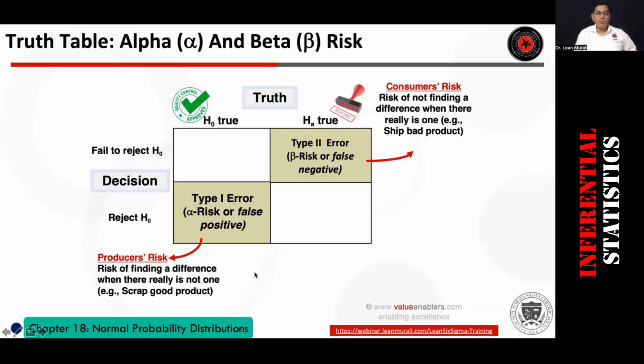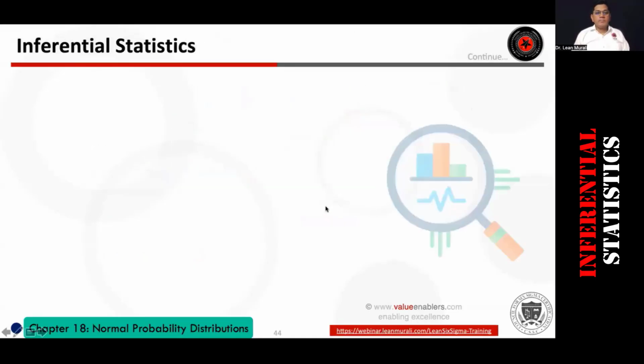So if the truth is the part is good, you should fail to reject. And if the truth is the part is bad, you should reject. Then it is a correct decision.